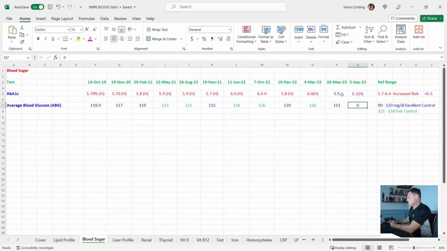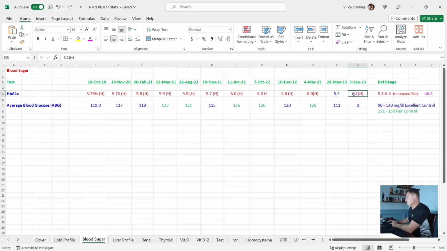You can see the last test, it was 5.5. Remember, that's when I was on 1,000 milligrams a day. I dropped back down to 500 because I also went under OMAD for two and then 3 days per week, and I wasn't sure if this had affected it.